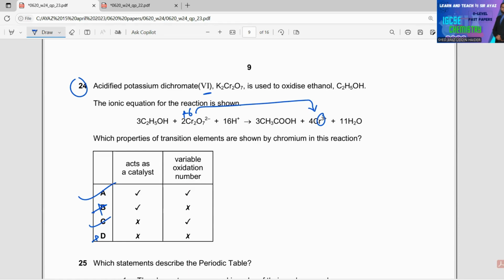The second thing, is it acting as a catalyst? No, it's not acting as a catalyst because it's converting into a different ion. It's not acting as a catalyst because catalysts get recovered at the end of the reaction. So C must be the right answer in this case. A is incorrect.